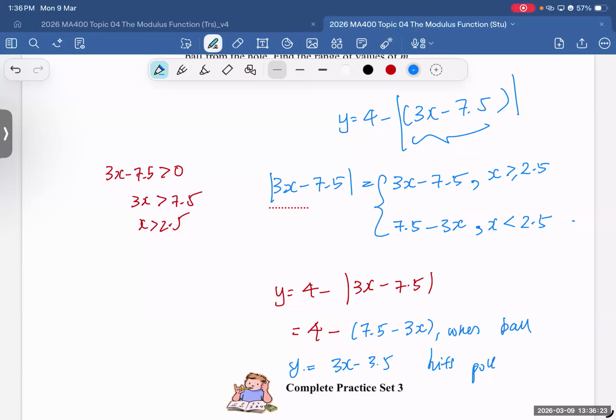This one is very difficult, so I'm trying to go very slow. Let's see if you all understand. Only if you follow me from the start, then you will understand. If you join halfway, you will be lost.